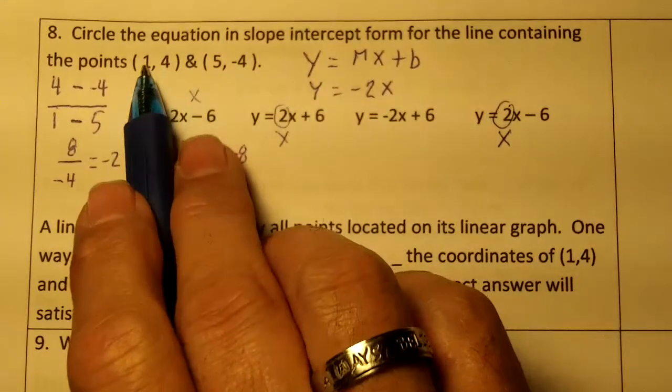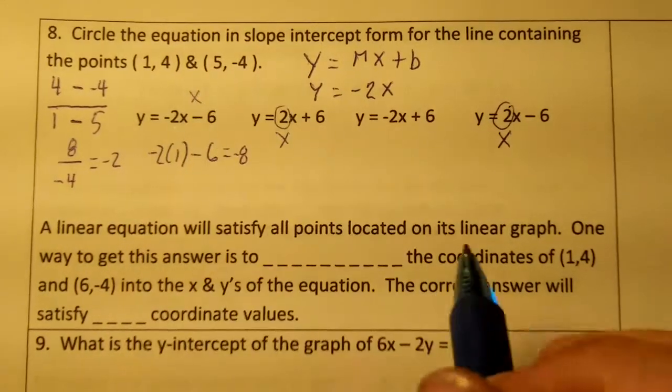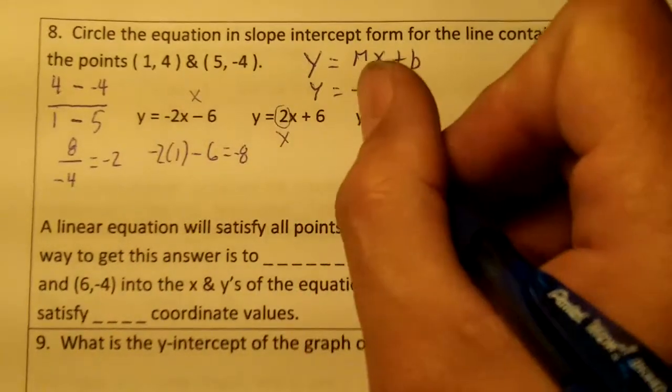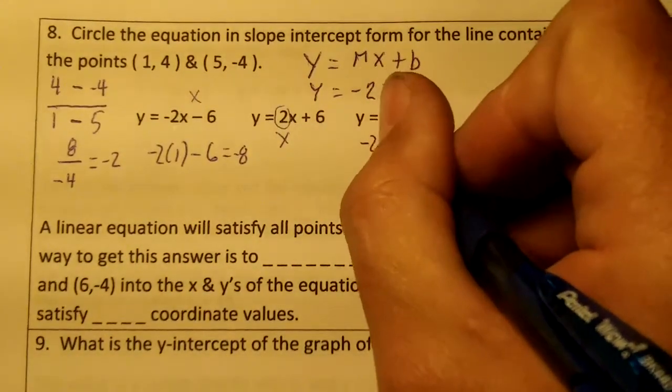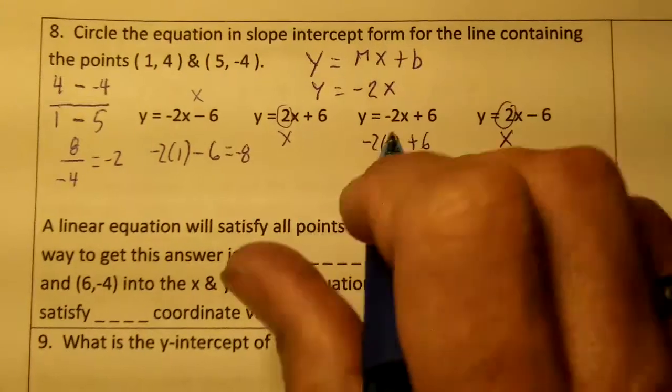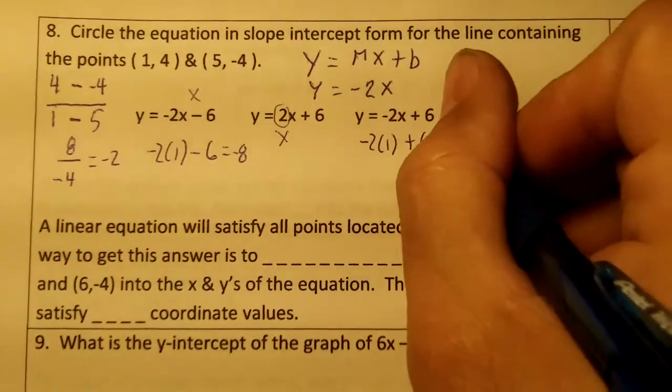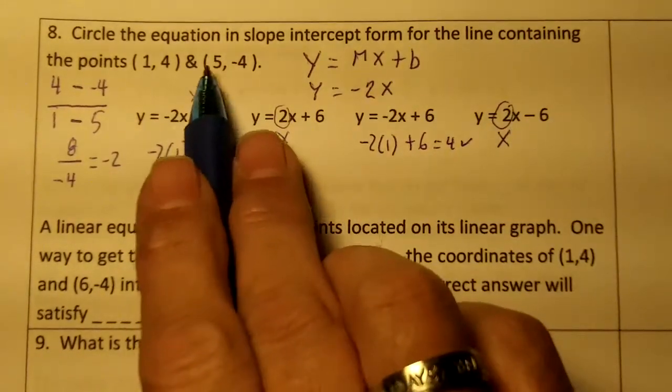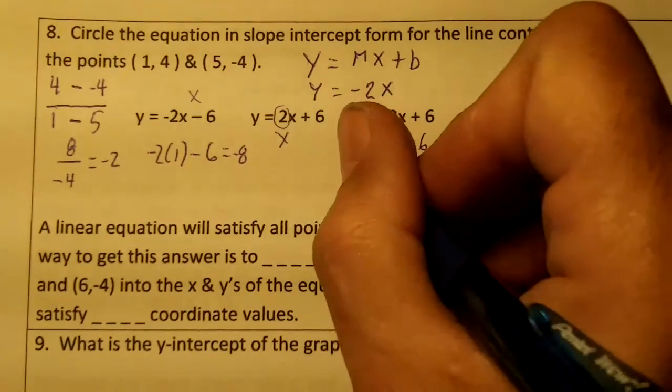This one needs to input 1, output 4, input 5, output -4. So let's input a 1. -2 times 1 plus 6. -2 plus 6 is equal to 4. That checks. And if we input 5, we'll get -4.